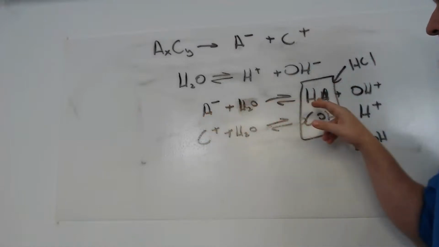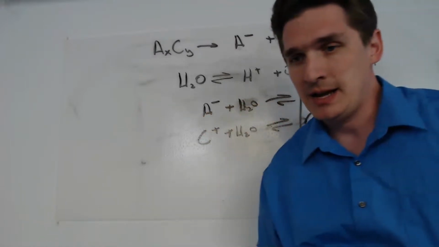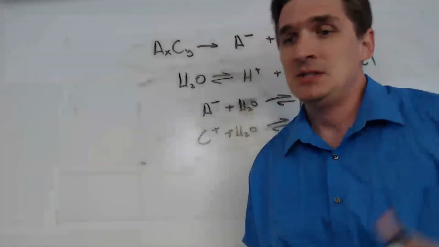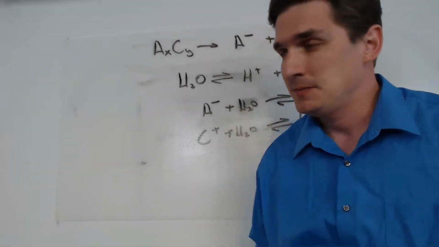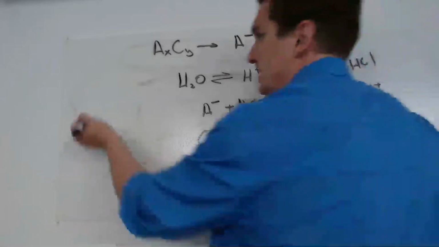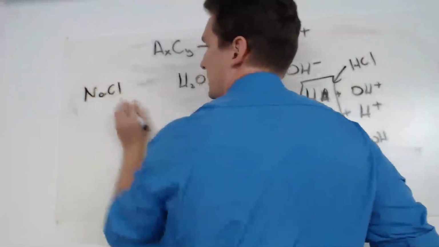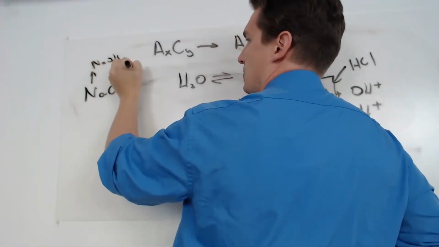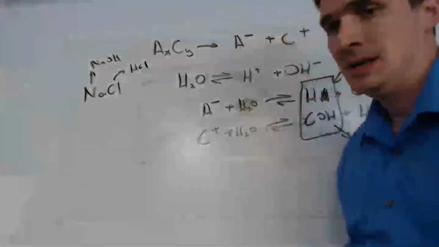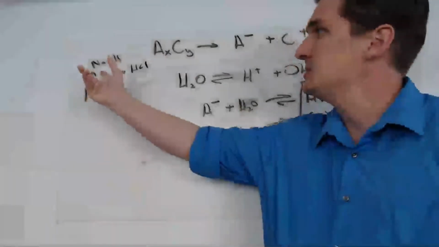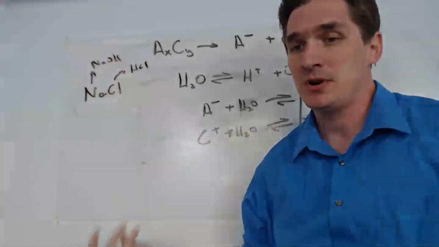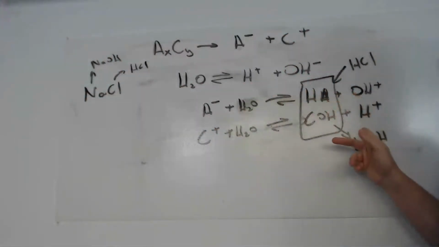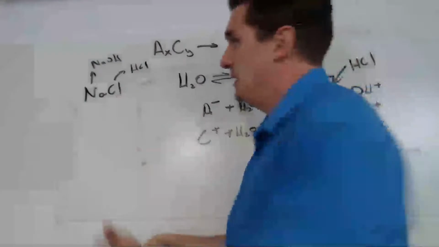So if the anion forms a strong acid, it doesn't react. If the cation forms a strong base, it doesn't react. And if it doesn't react, it doesn't affect the pH. So if we go back to sodium chloride, sodium would form sodium hydroxide, and Cl would form HCl. Since sodium hydroxide and HCl are both strong, neither reaction occurs, so neither one is creating OH minus or H plus, so this ends up being neutral.